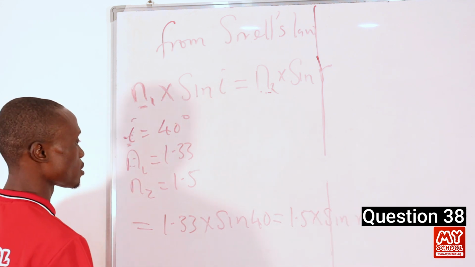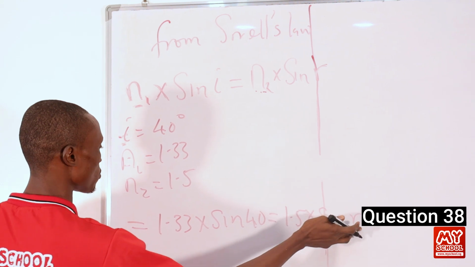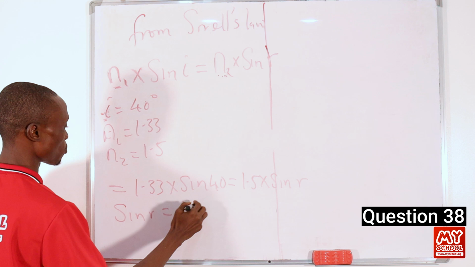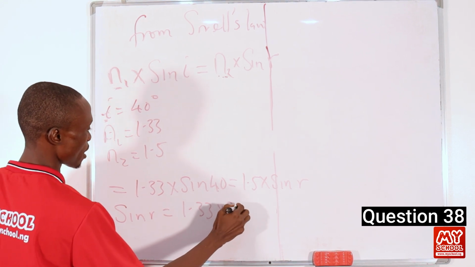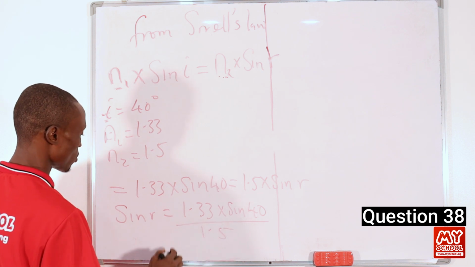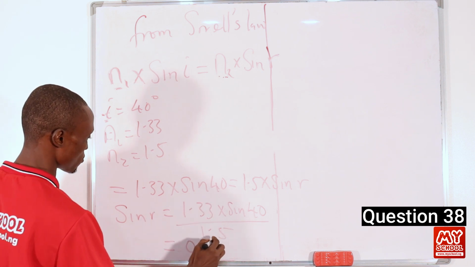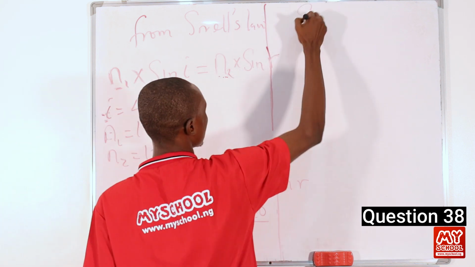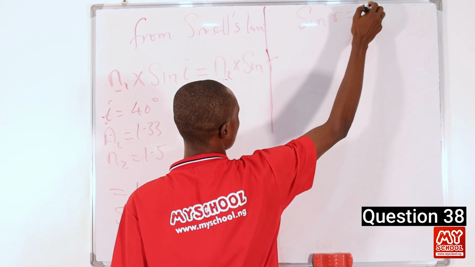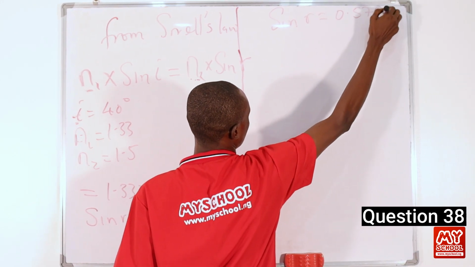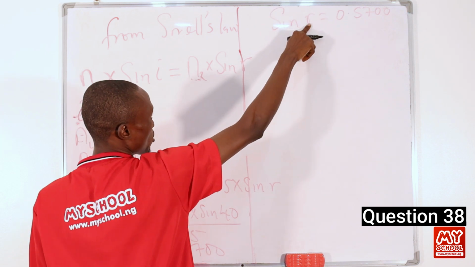Okay, since we are looking for r, we make sine r the subject of the formula. So sine r is equal to 1.33 times sine 40 divided by 1.5. This will be equal to 0.5700. Okay, so sine r is equal to 0.5700.